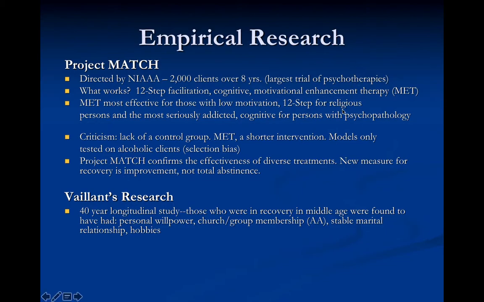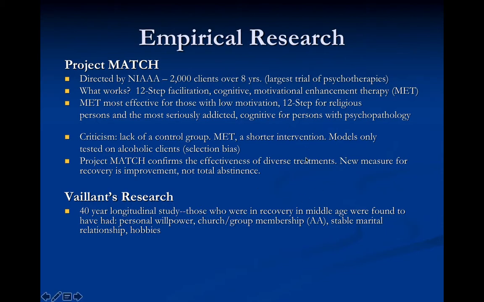12-step is very good for a religious framework. It is based in Christianity, and it has been adopted by different sects of Christianity and other religions. And then cognitive behavioral therapy is very good with pathology.